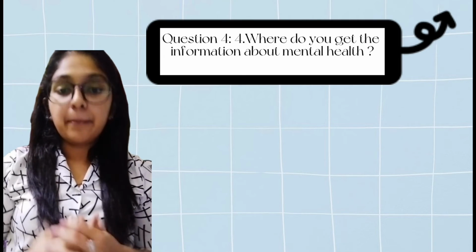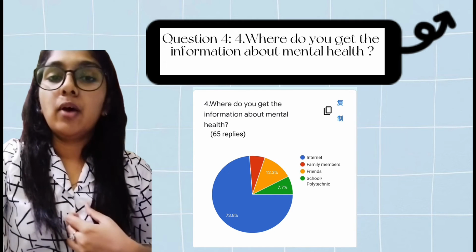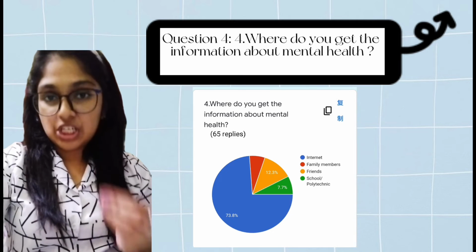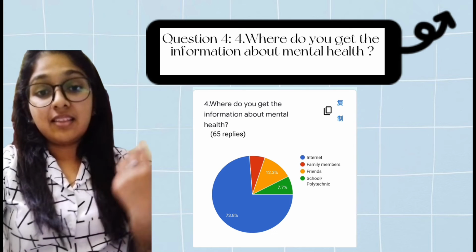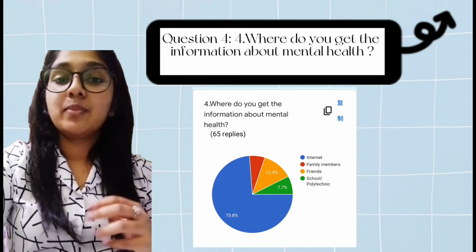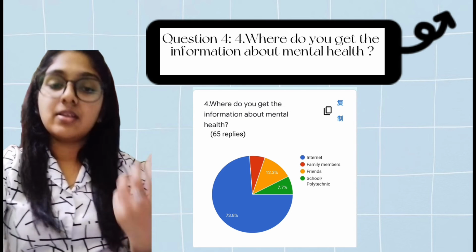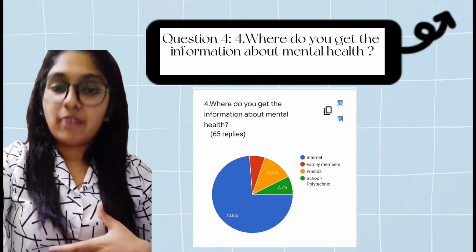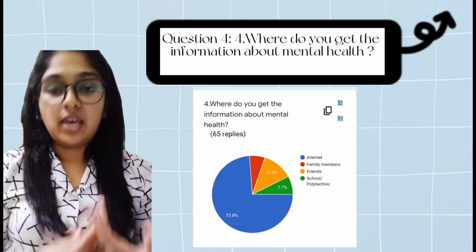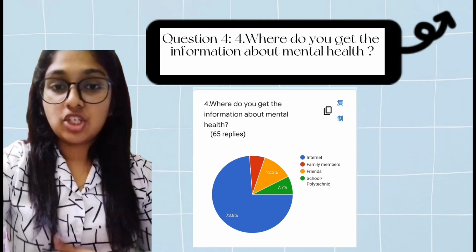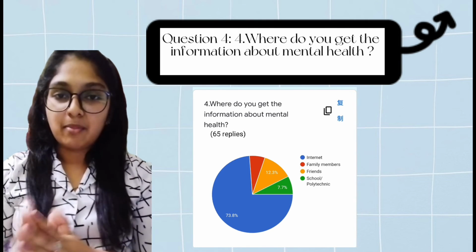After that, this is a pie chart for the question of where do you get the information about mental health. Based on the chart, more than 3/4 of the respondents get the information about mental health from the internet, and less than 1/4 of our respondents get information from friends and school. Based on the result, we can clearly know that most people get the information about mental health from the internet and also from friends and family.